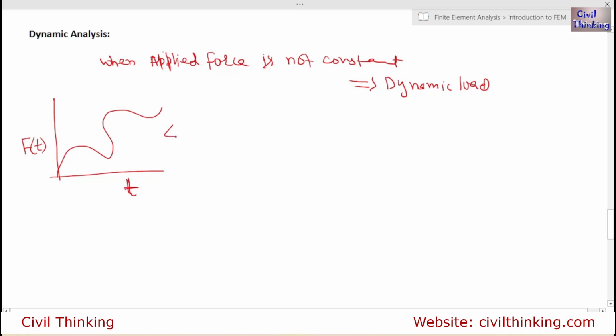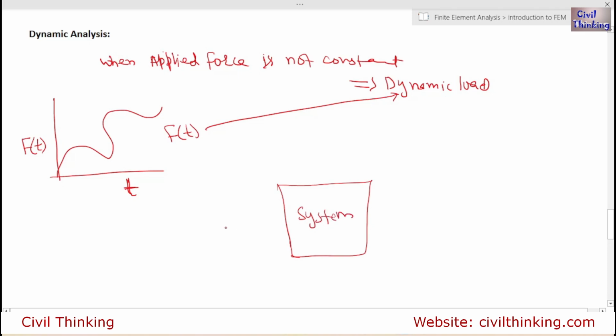Here the f of t is called as what? Dynamic load. And when a body or a system is subjected to a dynamic load, this analysis we keep under dynamic analysis. Now there are certain constraints, but this is just an introduction.